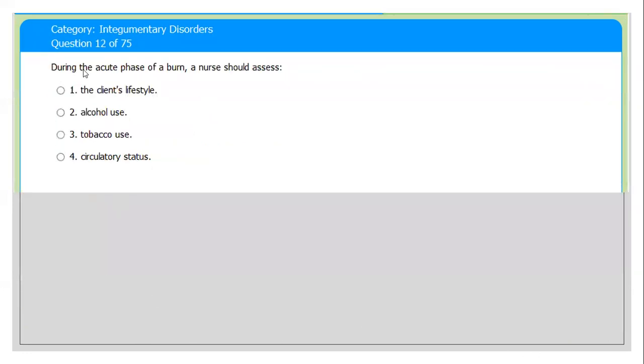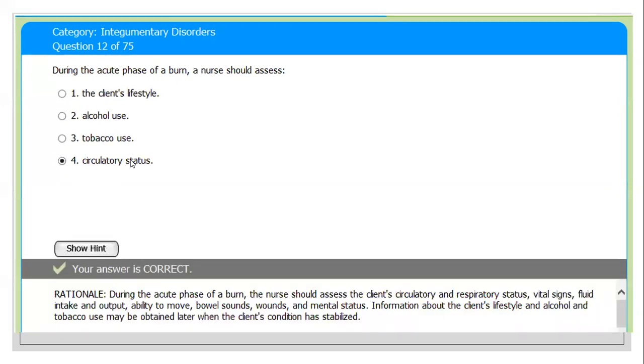Next question here. During the acute phase of burn, a nurse should assess for what? The client's lifestyle, alcohol use, tobacco use, or circulatory status. The correct answer is circulatory status. This question talked about the acute phase of burn injuries. So when you assess, which is the most important? To check the circulatory status.